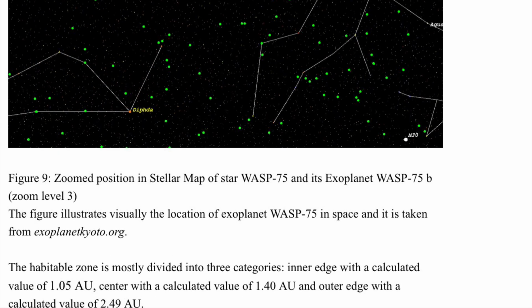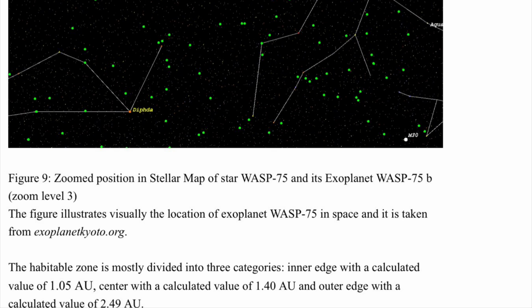The habitable zone refers to the range of the orbital distance between the exoplanet and the host star at which the temperature and atmospheric pressure will allow liquid water to exist on an exoplanet's surface. The habitable zone is mostly divided into three categories: inner edge, center, and outer edge. In fact, the inner edge is the closest distance where water on exoplanets remains liquid at the warmest part of the habitable zone, and it has a calculated value of 1.050.